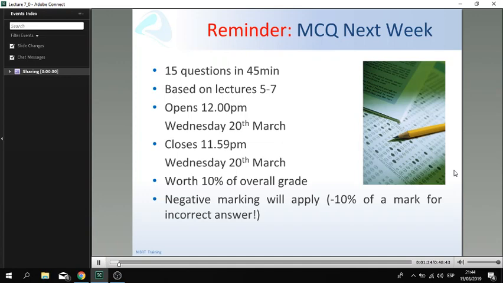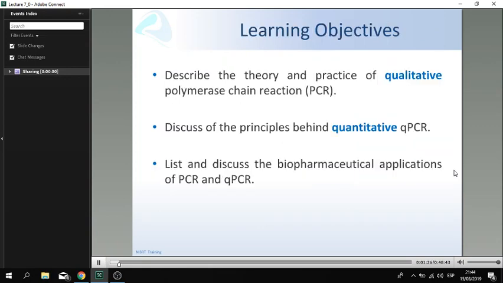Okay, and with this now out of the way, we can move to our learning objectives for this week. So we will talk about theory and practice of both qualitative and quantitative PCR, so more like traditional or older PCR, and then qPCR that is now used more, and then we'll list and discuss biopharmaceutical applications of polymerase chain reaction in biopharma.